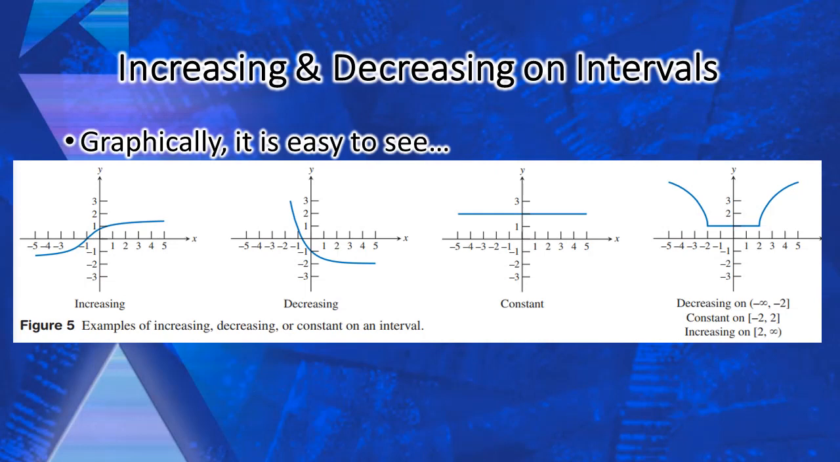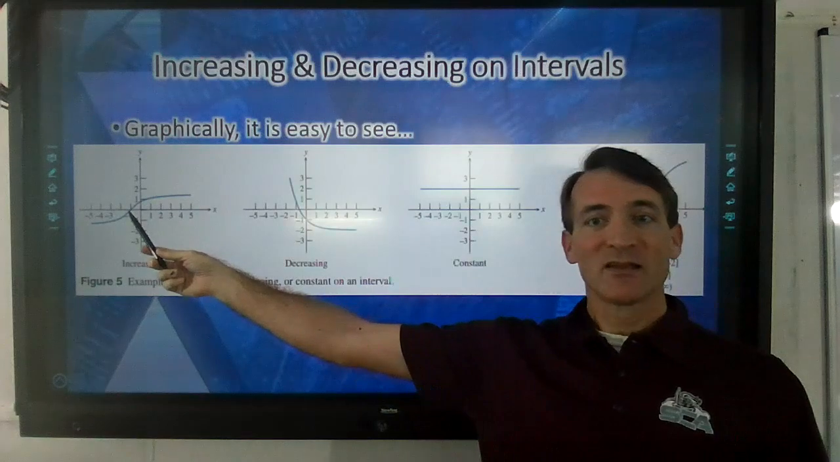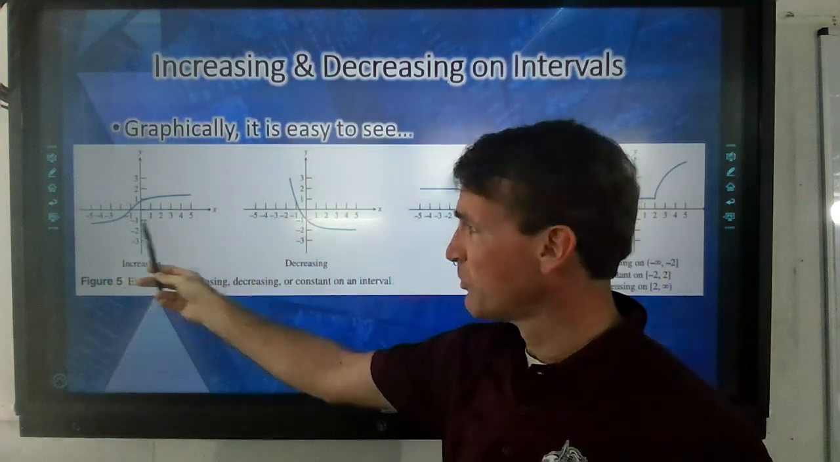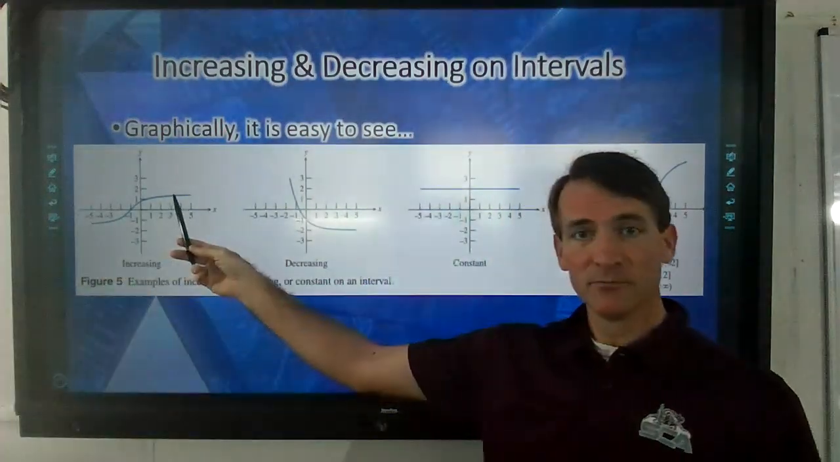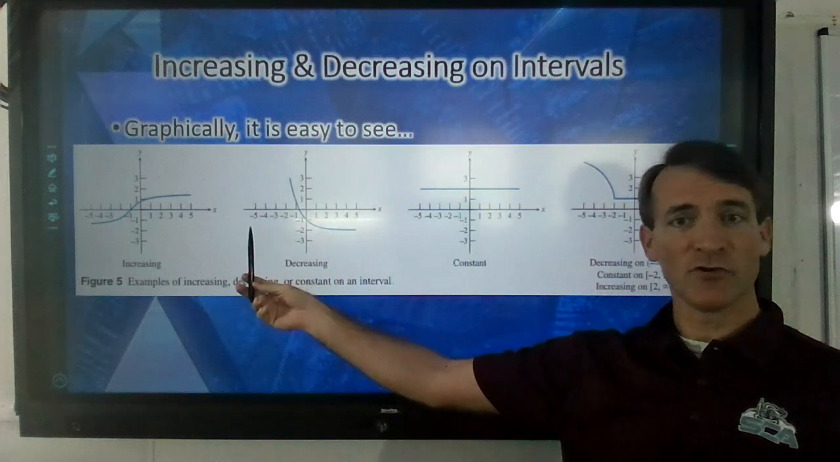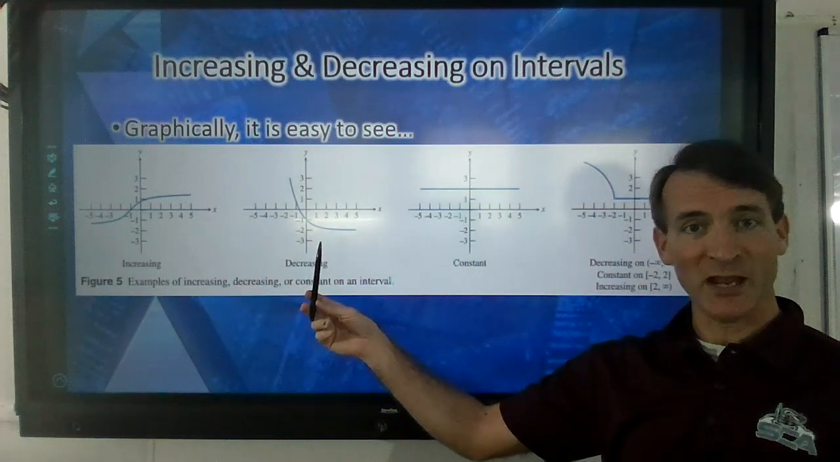So that brings us to the concept of increasing and decreasing intervals in functions. Here are several examples. This one is a constantly increasing function. As you go from left to right, it is going up. Over here, I have a decreasing function. As you go from left to right, it goes down.